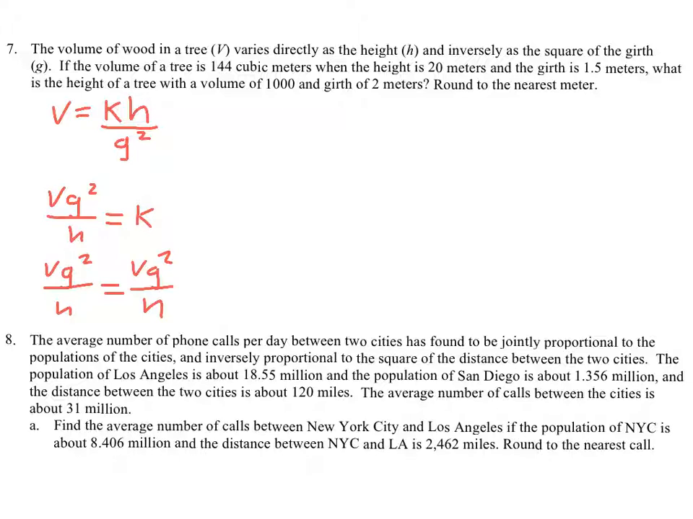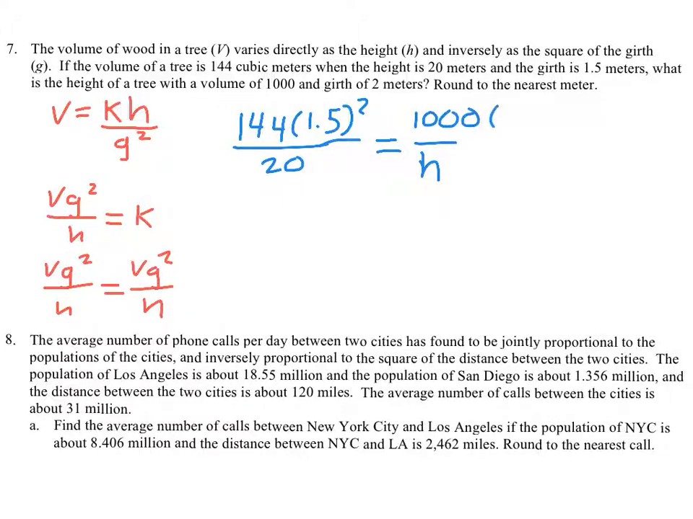So we're given that the volume of a tree is 144, so we plug that in for v. The height is 20, that gets plugged in for h. The girth is 1.5, which is squared. Okay, and now we plug in for the other tree. What is the height of a tree? So we don't know h. When the volume is 1,000, and the girth is 2, 2 gets squared.